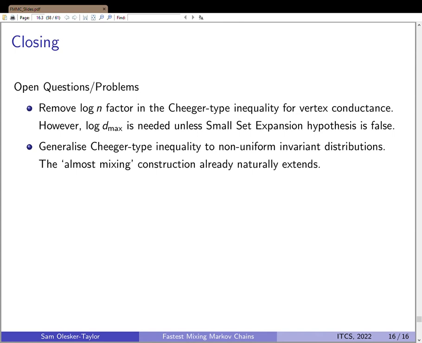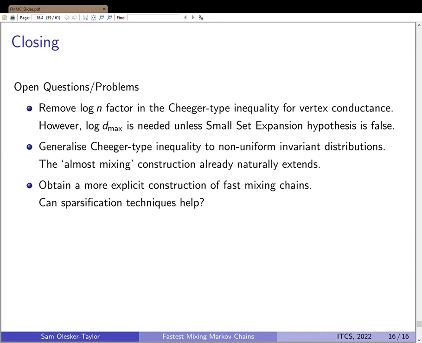Okay, could we obtain more explicit constructions of fast mixing chains? If you remember in the examples that I gave, we constructed them explicitly, and in both cases we could use sparsification techniques. So perhaps you can do some sort of spectral sparsification or something like this to construct more explicitly a fast mixing chain. This was actually our first method, but we weren't able to do this as well as we'd like, and then we found this method with matching conductance.